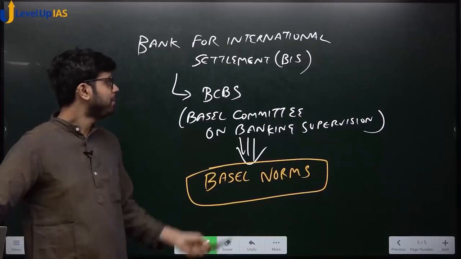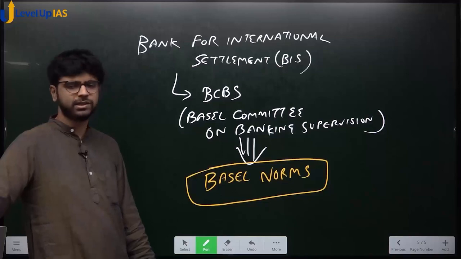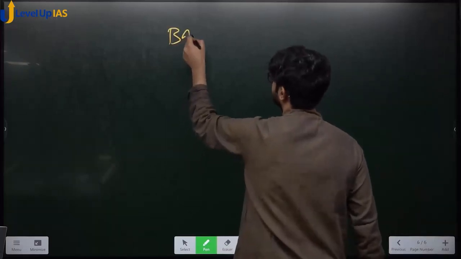Okay? Always remember, this bank is owned by how many participants? 60 central banks. It is owned by 60 central banks. Okay? So then we come to Basel norms. Very important, Basel norms. What are Basel norms?